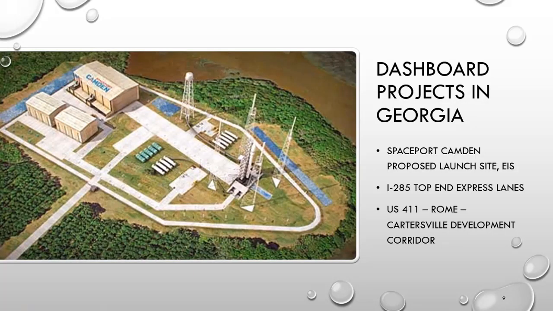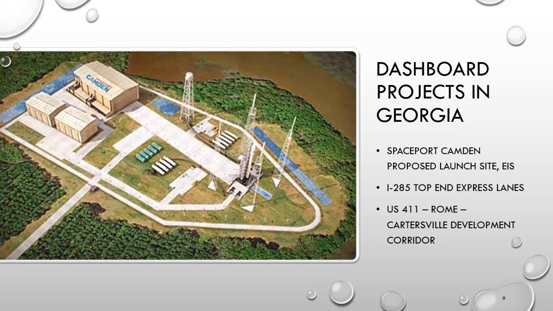So there are currently 25 or so projects on the dashboard in Georgia. However, none of them that I could find include Coast Guard bridges under the Coast Guard's purview. So just listed on this slide are a few examples of the projects in Georgia, and I thought the Spaceport Camden thing was really cool, so I put a picture of what that might look like.